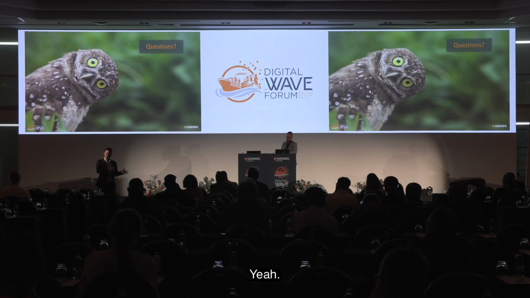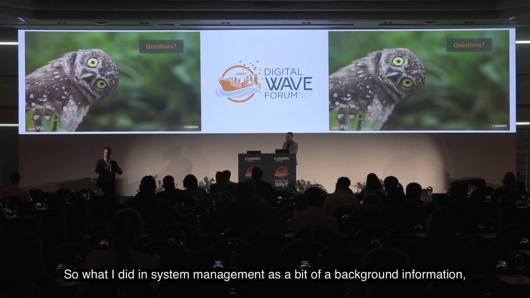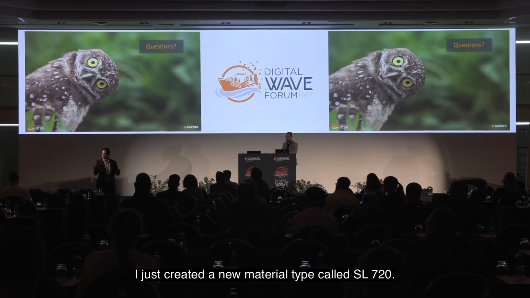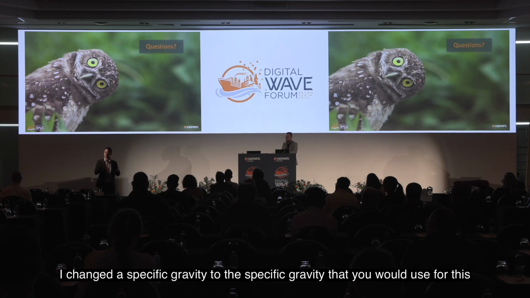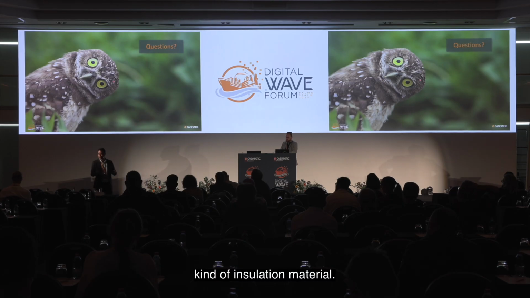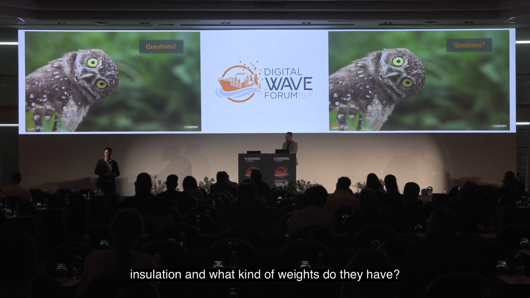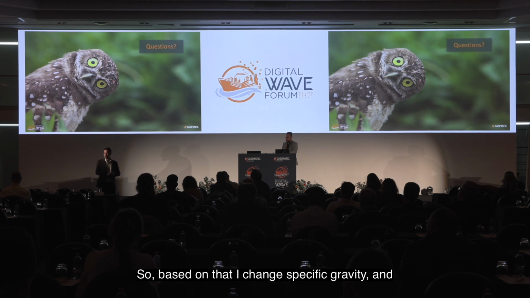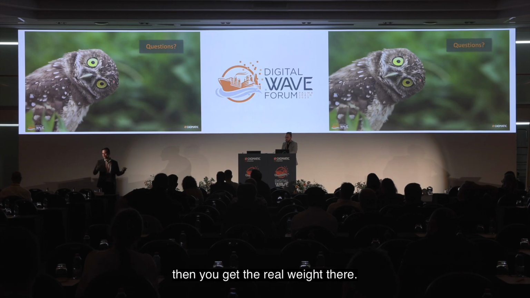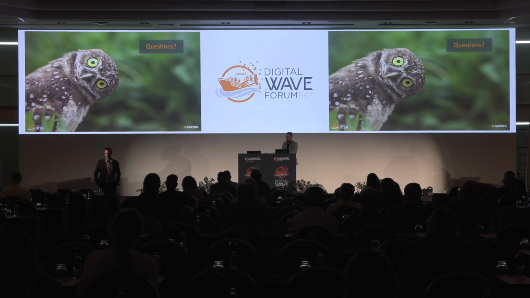Okay, and we can get weight for this, bill of material for this, let's say? Yeah. So what I did in system management, as a bit of background information, I just created a new material type called SL720. I changed the specific gravity to the specific gravity that you would use for this kind of installation material. Of course, you have your lists of insulation and what kind of weights they have. So based on that, I changed the specific gravity, and then you get the real weight there. So yeah, absolutely, that is possible.